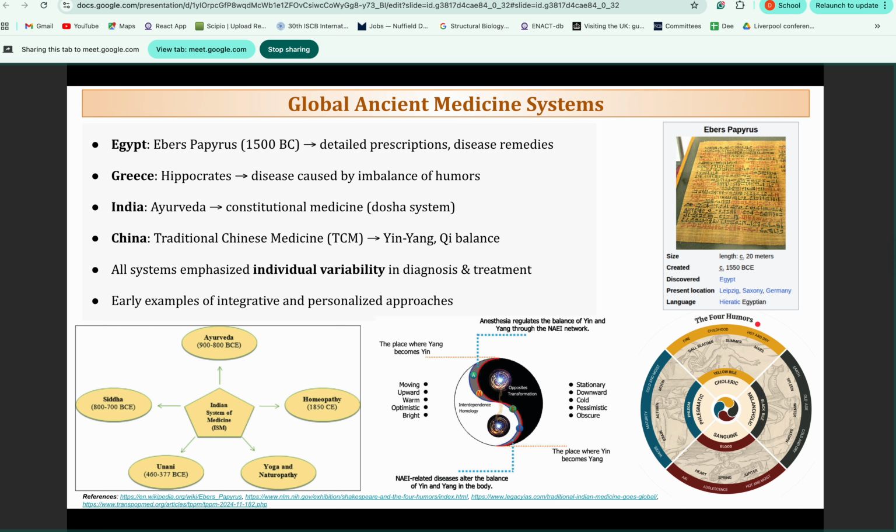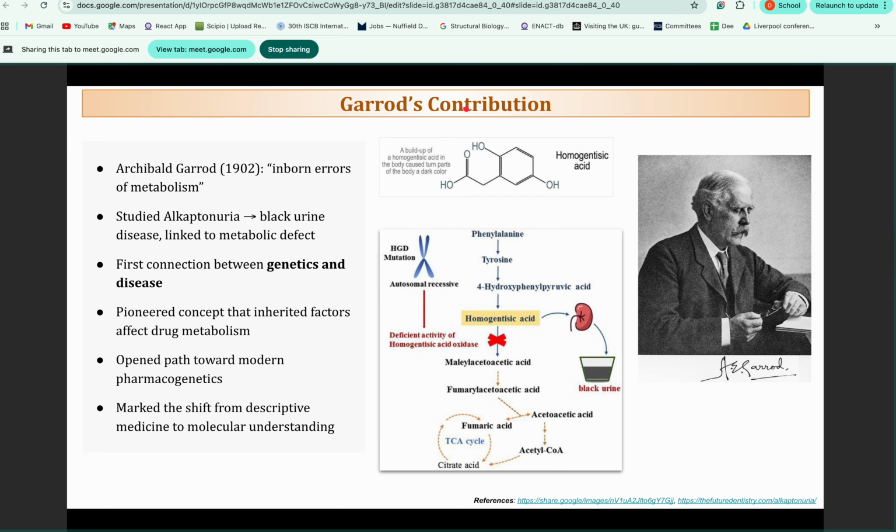For example, in this case, each individual has a different combination of humors. So one way or another, they also talked about individual variability. All these systems emphasized individual variability in diagnosis and treatment, and were early examples of integrative and personalized approaches. To some extent, these all point towards personalized treatment, that there was some ideology which primitively existed about these personalized treatments. Now we'll talk about Archibald Garrod's contribution towards this particular treatment.